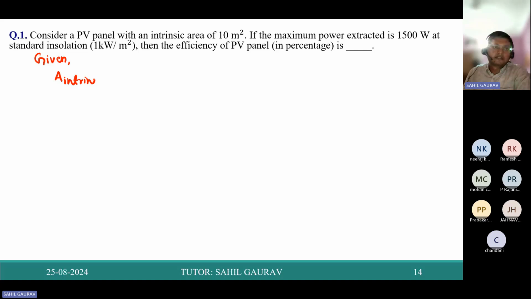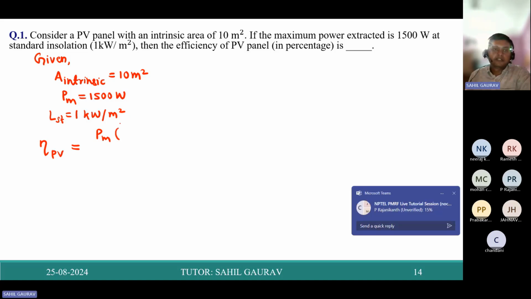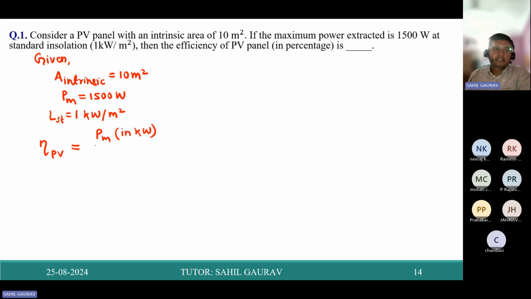So intrinsic area is given as 10 meter square and the maximum power expected is 1500 watt at a standard insolation of 1 kilowatt per meter square. So how can we write the efficiency of PV panel? So efficiency of PV panel we write as the maximum power, yes Rajnikant, you are correct. Very good. So if you represent PM in kilowatt, and then we have a standard insolation in kilowatt per meter square, then you have to multiply with intrinsic area.